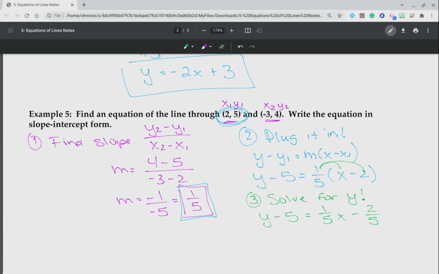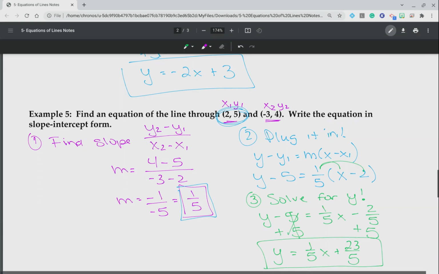1/5 times 2 is 2/5. And then my last thing to do when I solve for y is to add 5 to both sides. So that goes away, and I get y equals 1/5 x. And then in my calculator, let's see, negative 2/5 plus 5. And remember, you can always hit math, enter, enter to keep that as a fraction, plus 23 over 5, okay? And my math lab is probably going to want to have you leave that as a fraction.